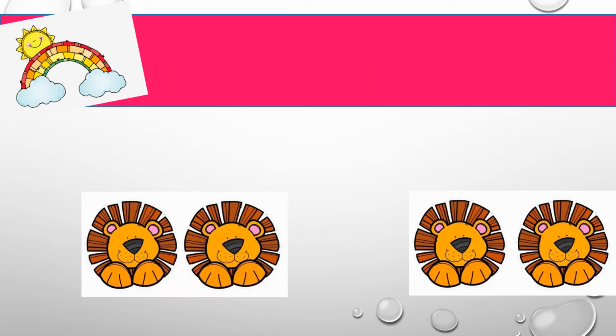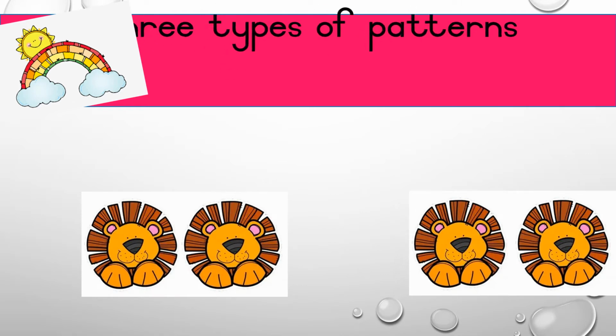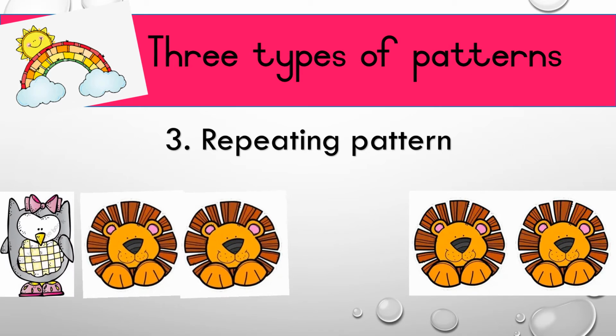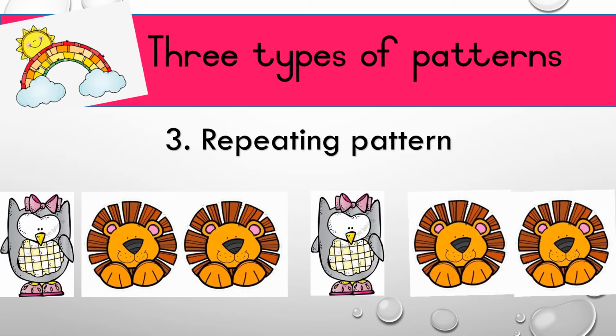Our last type of pattern. Who can guess what this is? Repeating pattern. That's very easy. A repeating pattern will stay the same every single time. So we have 1 owl, 2 lions. 1 owl, 2 lions. I'm sure that you will find it easy to do the activity of the patterns, the growing pattern, the size changing pattern, and the repeating pattern.